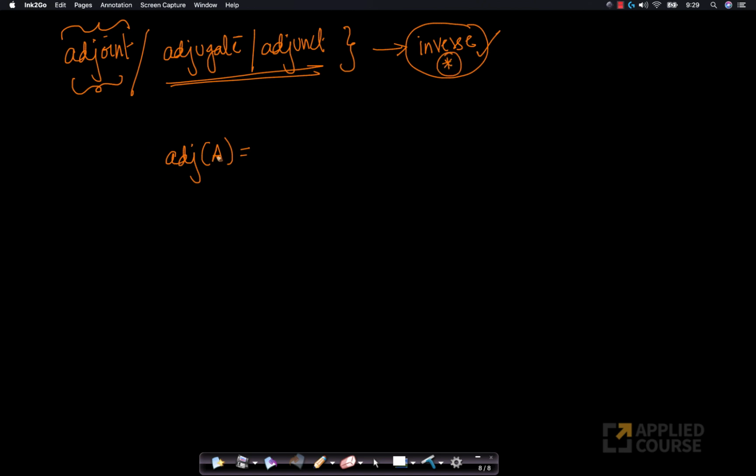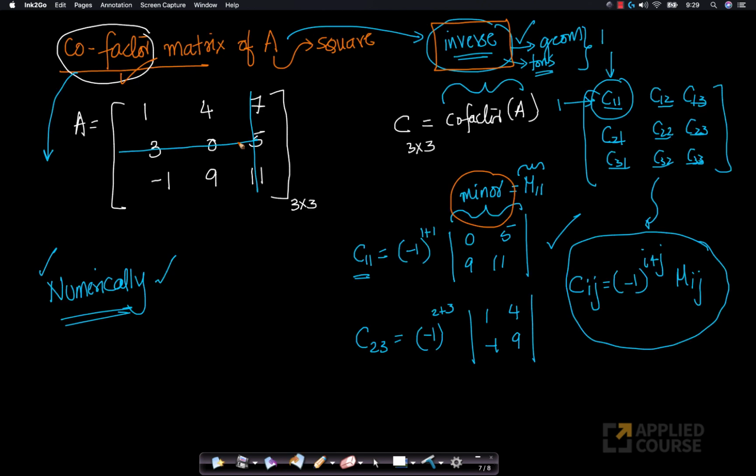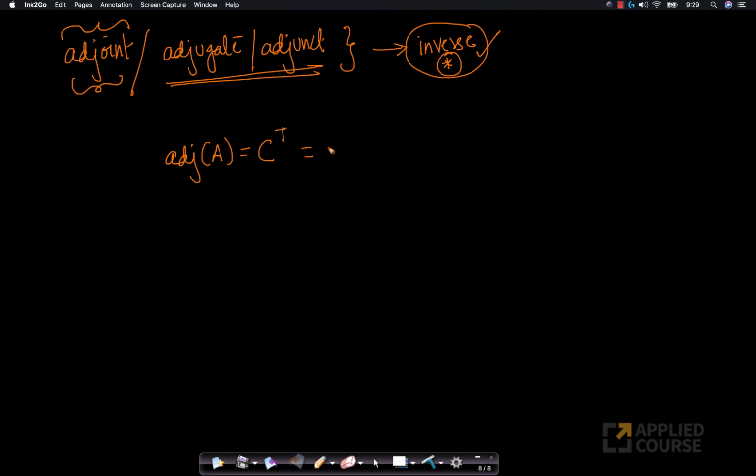Now let's define what the adjoint of a matrix is. The adjoint or adjunct of a matrix is very simple. It is nothing but C transpose, where C is the cofactor matrix. So this is the transpose of the cofactor matrix of A. We have seen how to compute the cofactor matrix of A.